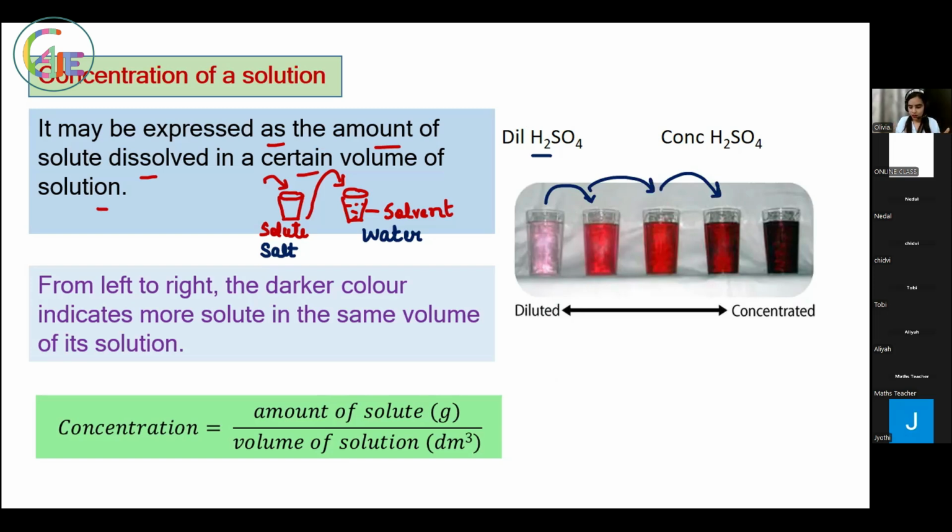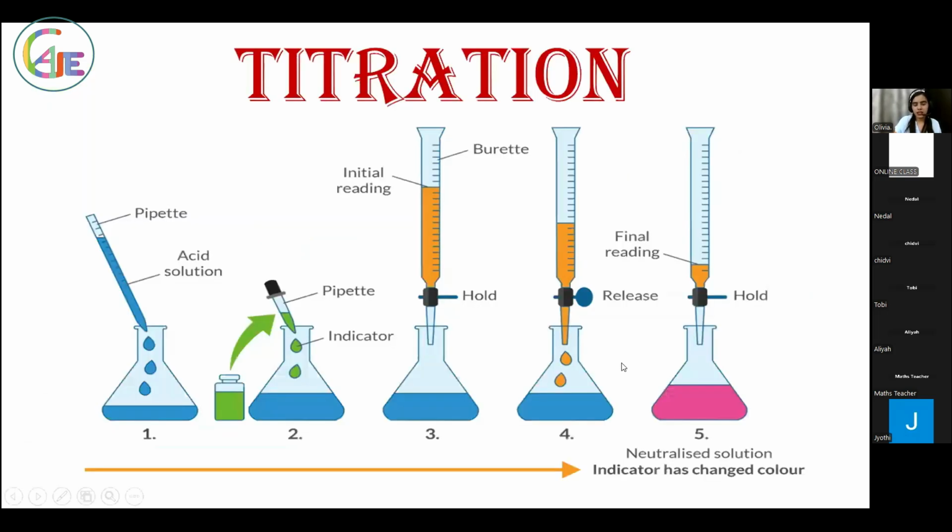We have a formula to calculate the concentration, that is, amount of solute in grams divided by volume of solution. I think things are clear till here. So these were the basics that should be clear in your mind while doing titration.